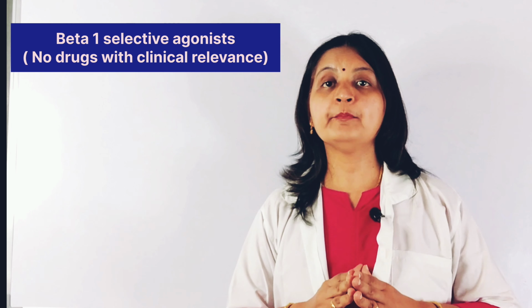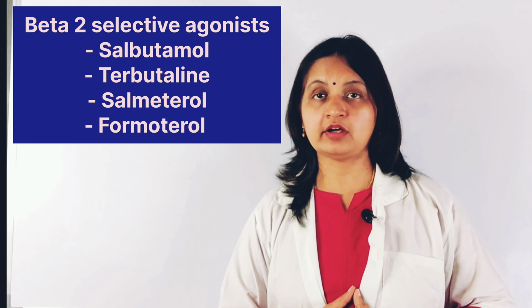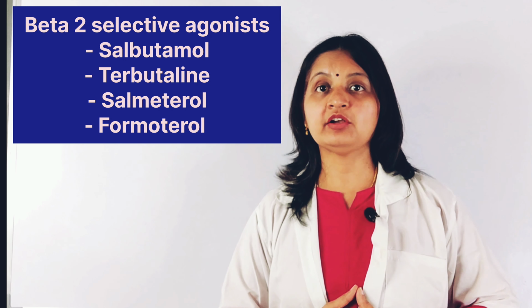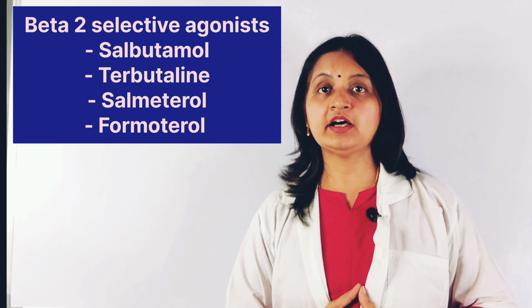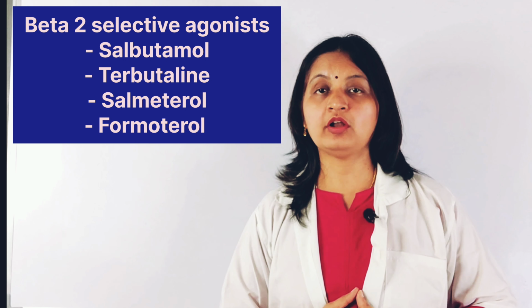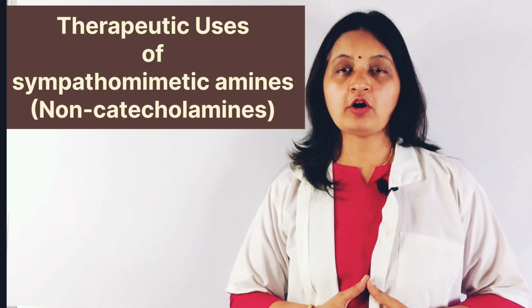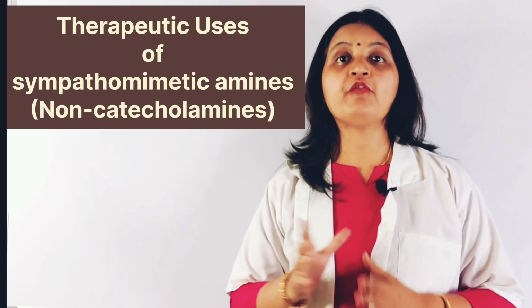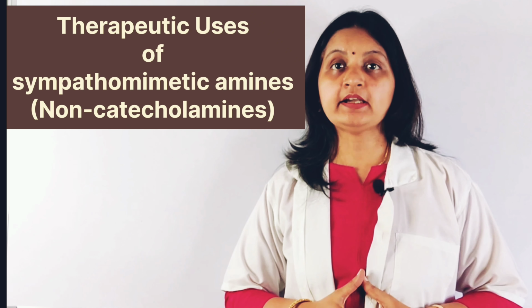Next we move on to beta-2 receptor agonist drugs. These drugs include salbutamol, terbutaline, salmeterol and formoterol. We will be focusing our talk on therapeutic uses of non-catecholamines that act as agonists on adrenergic receptors. The alpha-1 adrenergic agonists include phenylephrine, methoxamine, midodrine, naphazoline, oxymetazoline, xylometazoline and so on.